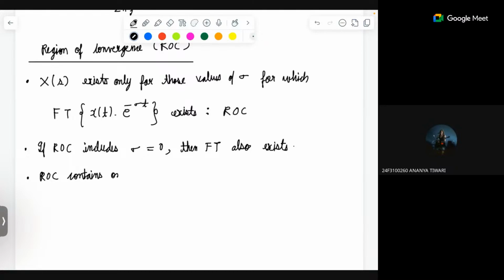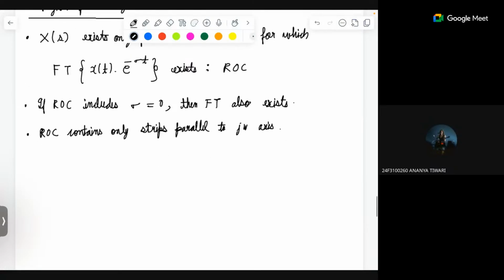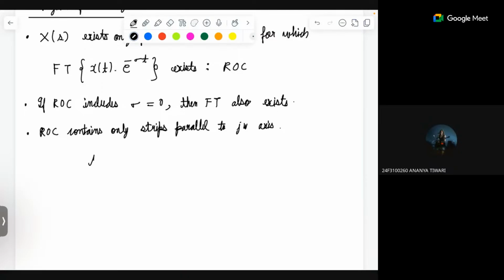And another thing to note is ROC contains only strips parallel to j omega axis. I will give you one example for ROC.